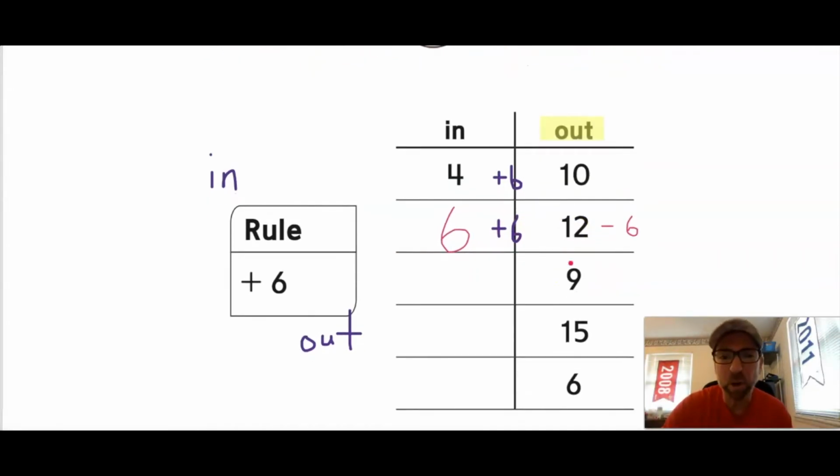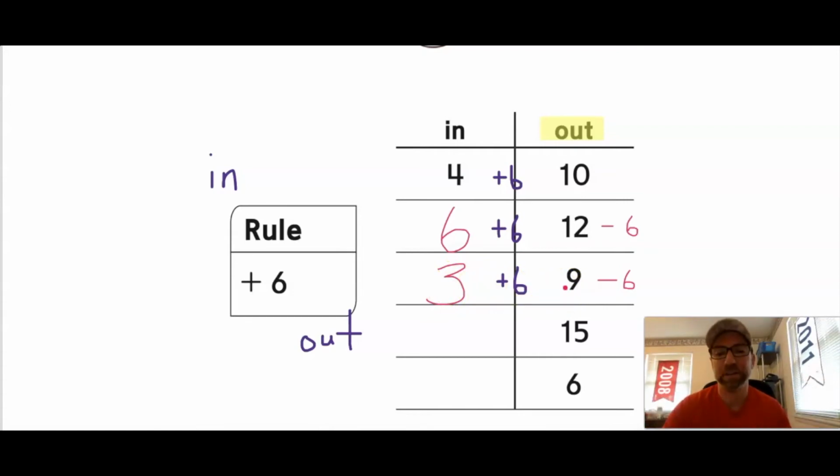So now I have another one where I'm missing my inbox, but I know my rule is plus 6. Missing number plus 6 more will give me 9. Well, the opposite of plus 6 is minus 6. So if I know 9 minus 6, I know my missing number. 9 take away 6 is 3. Well, let's make sure our rule works. 3 plus 6 equals 9.